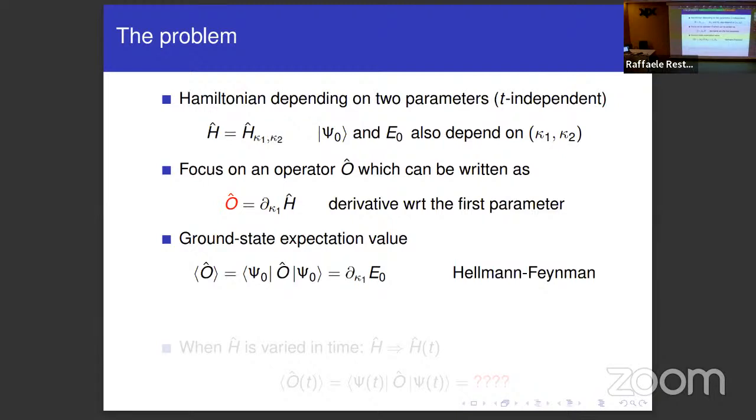But now you want to vary slowly the Hamiltonian. So you want a Hamiltonian which is slowly time dependent. And you ask, what is the expectation value of this operator O, a time-independent operator, evaluated on a slowly time-dependent ground state? You expect something which is similar, which is, let's say, a correction to the Hellmann-Feynman theorem with something else.